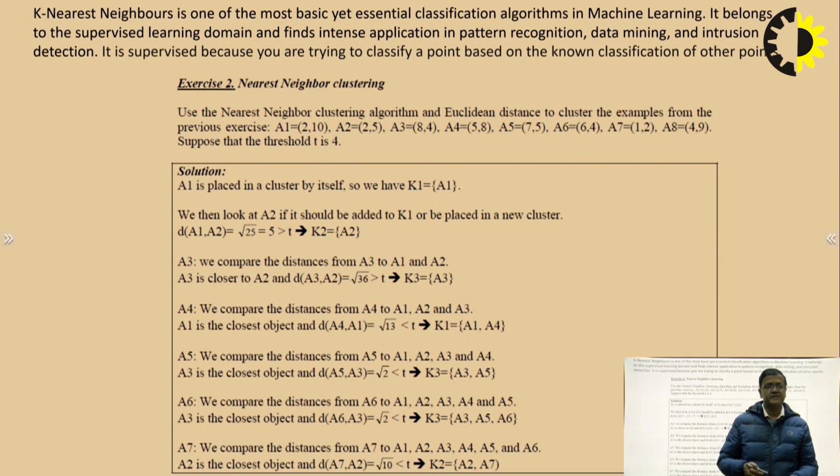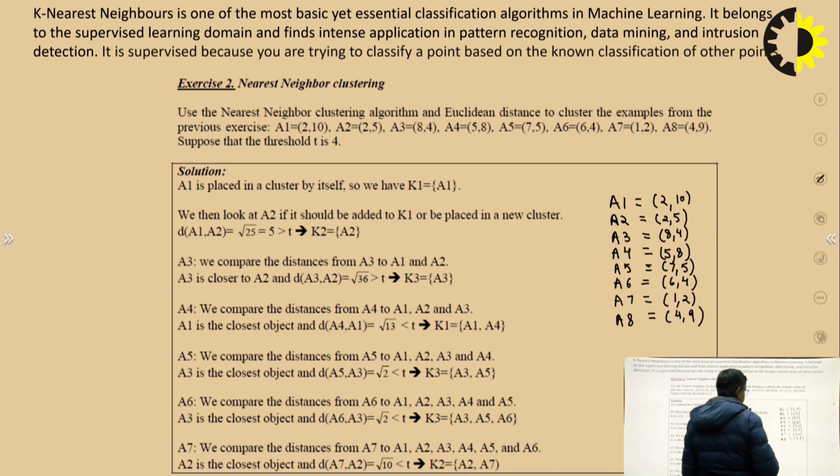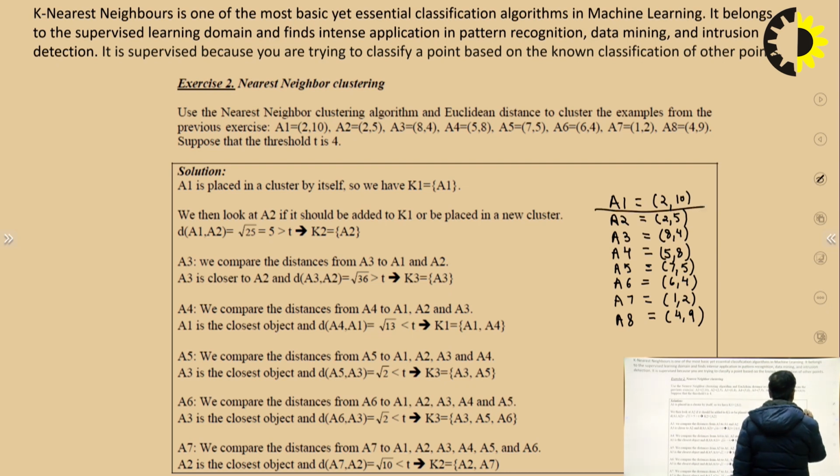So here you have been given 8 points. We have to cluster these 8 points into groups based on the K nearest neighbor algorithm. What we will do is begin with the point A1 and assume that it is a cluster by itself. The very first point you will just take as a cluster by itself. So your first point A1 becomes a cluster K1 containing point A1.